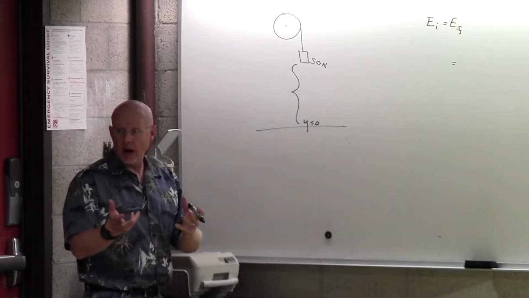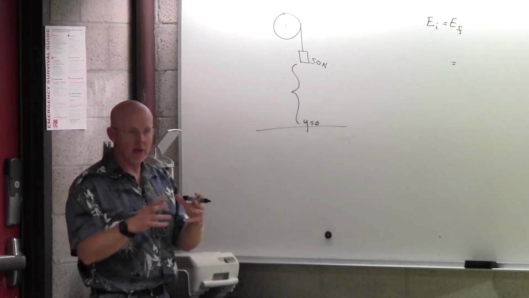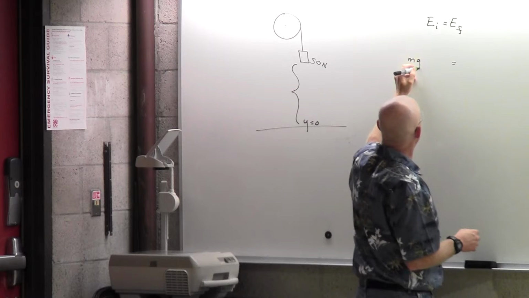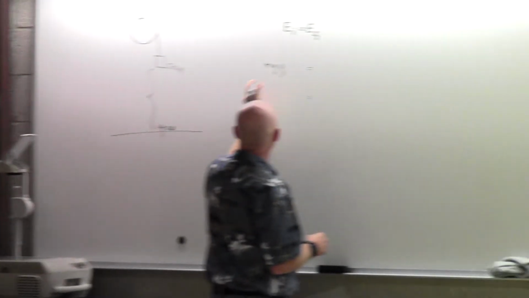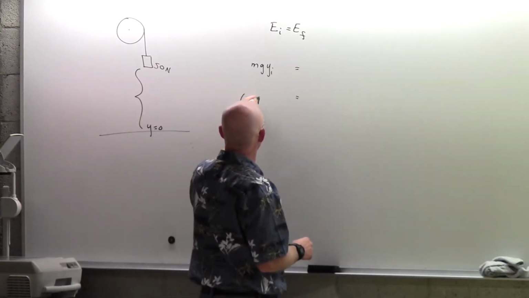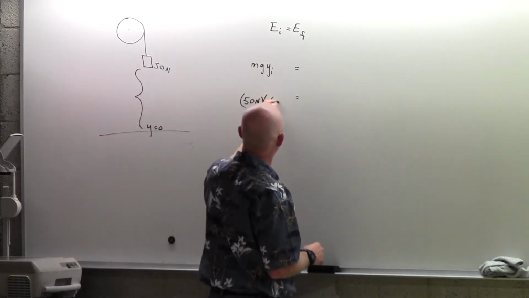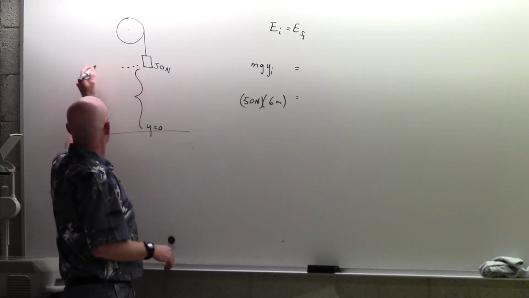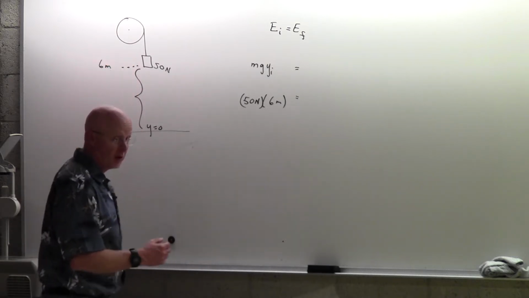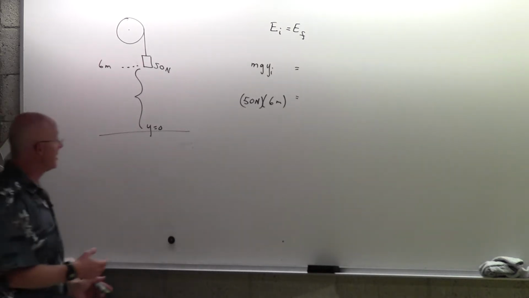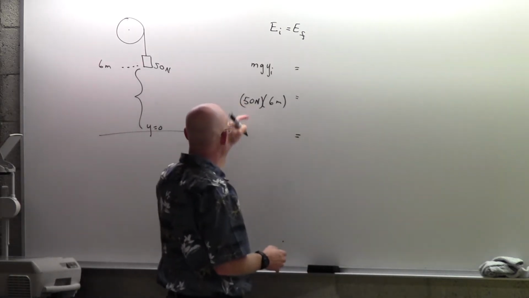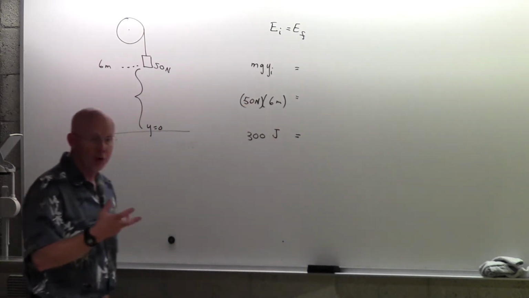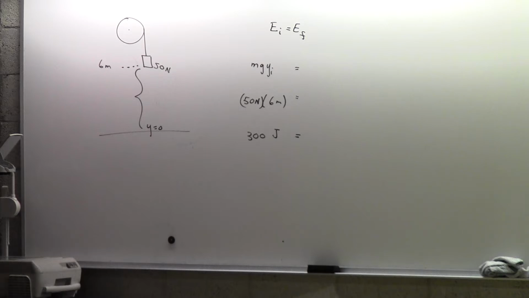And maybe I should say it again, right? This is where you have that freedom of choice. You can call y equal to 0 anywhere you want. But as I write this out, mgy initial, the mg is 50 newtons, and the initial height then would be 6 meters. And they said that this moves 6 meters before it hits the floor. So if you're going to call the floor 0, then obviously it's 6 meters up. So 6 times 50 is 300. So we have to begin with 300 joules of energy.